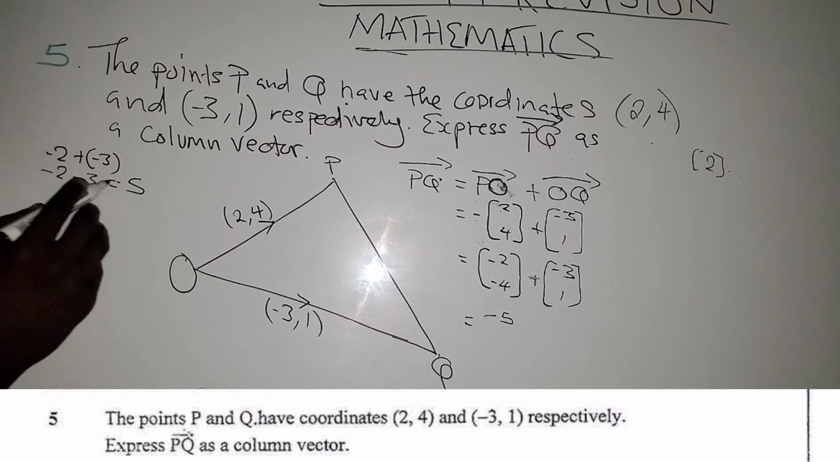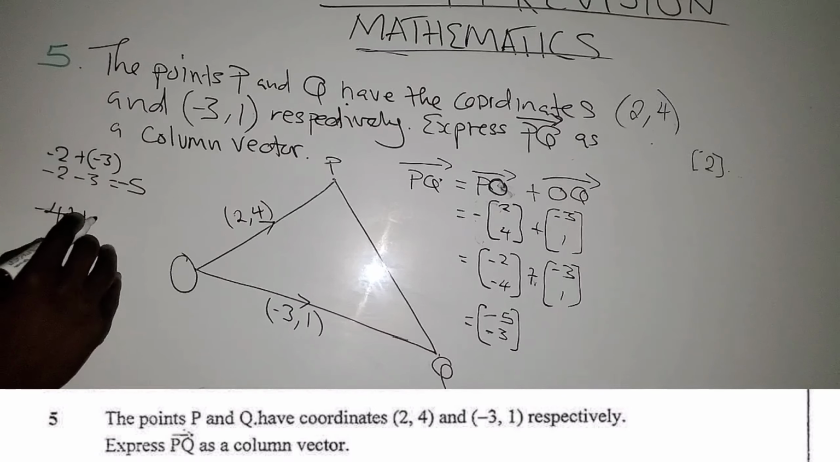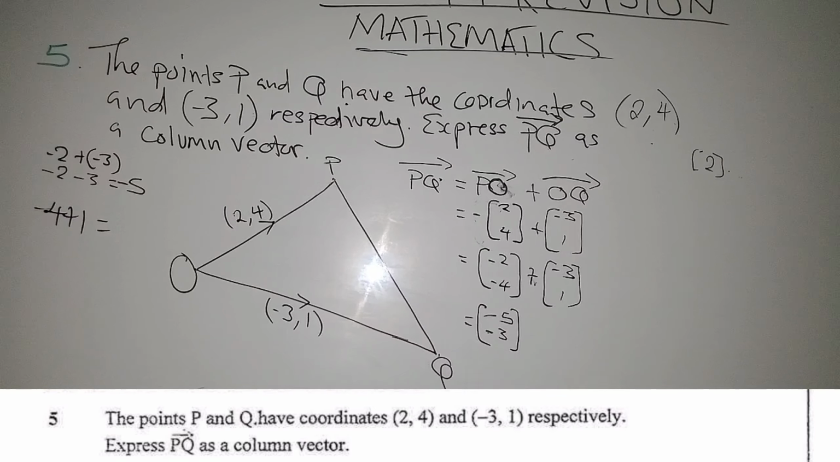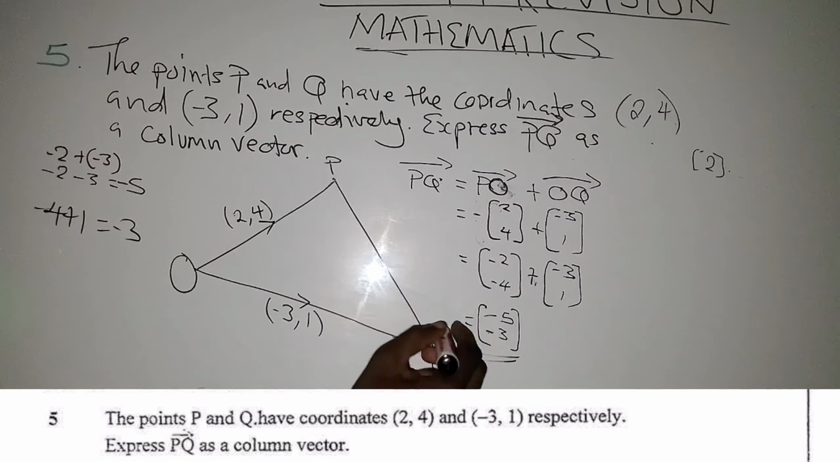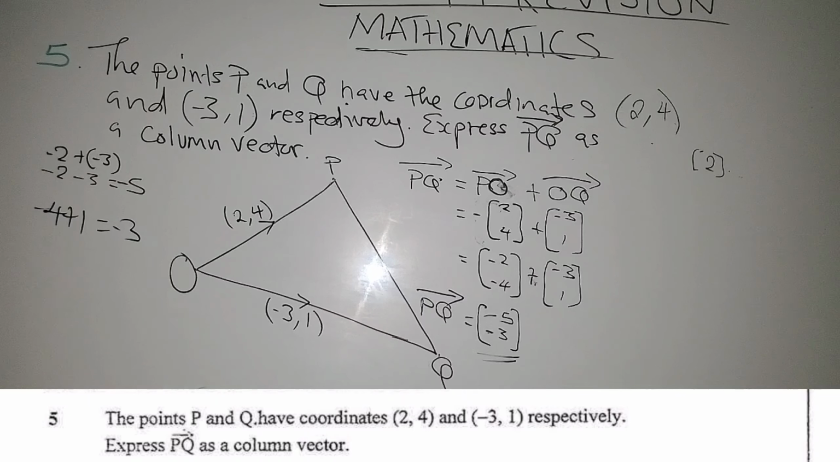Someone may ask, why is -4 plus 1 equal to -3? When you have two numbers with different signs, subtract, then take the sign from the bigger number. So 4 minus 1 is 3. The sign from the bigger number, which is 4 here, is negative. So this is the answer, and it's in column vector. So vector PQ is -5, -3. That's the answer. It is as simple as that.